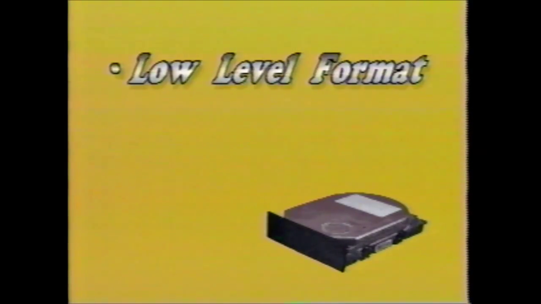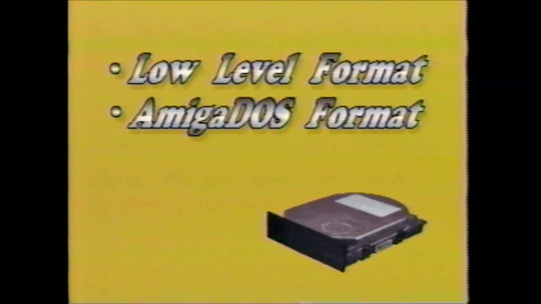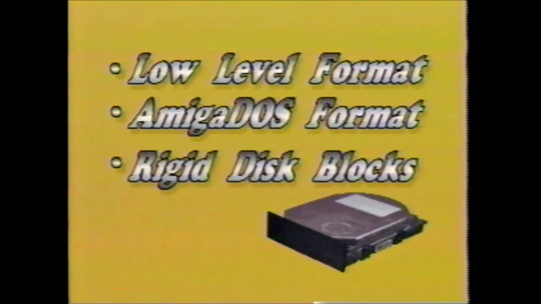The last concept to be covered is formatting. Normally, there are 2 kinds of formatting: a low-level, so-called hard format done by programs supplied with the hard disk controller, and a soft format done by Amiga DOS with the format command. A third kind of formatting, applicable only to the Amiga, is rigid disk block preparation.